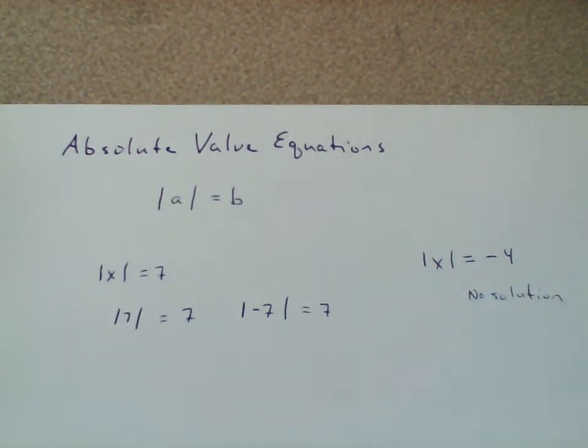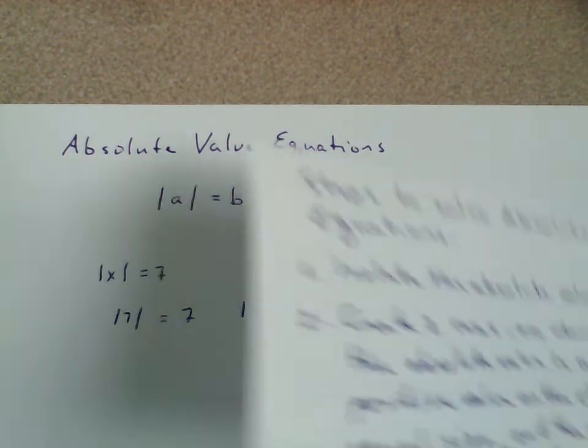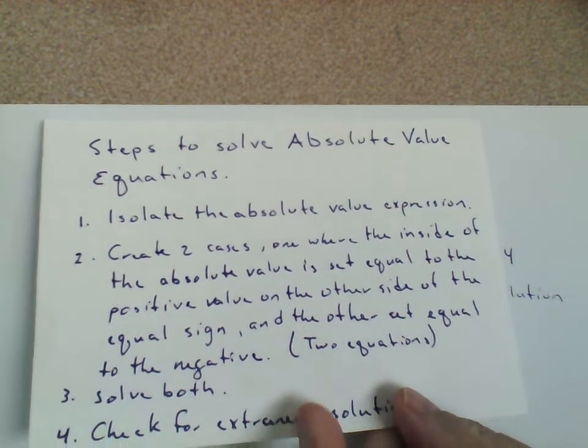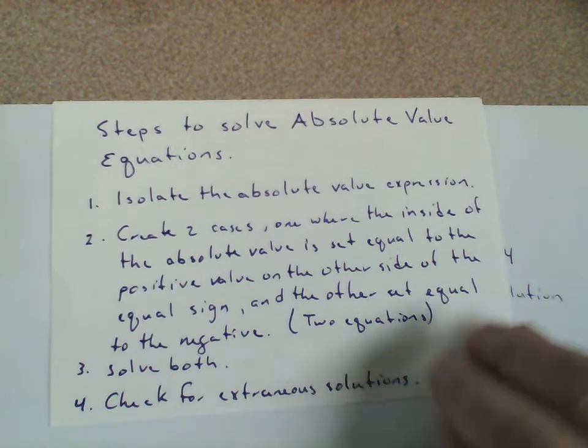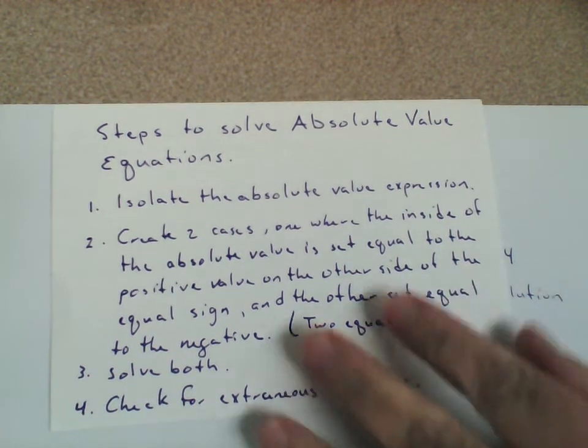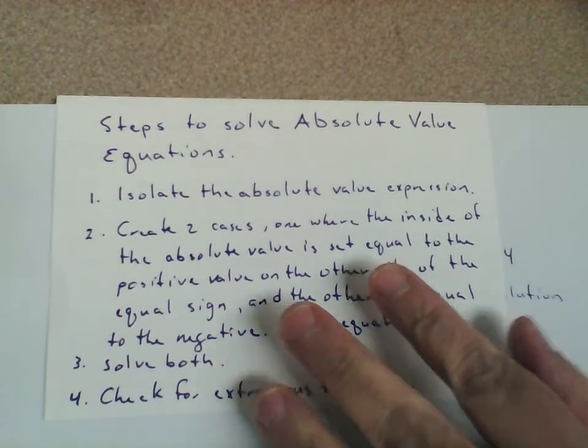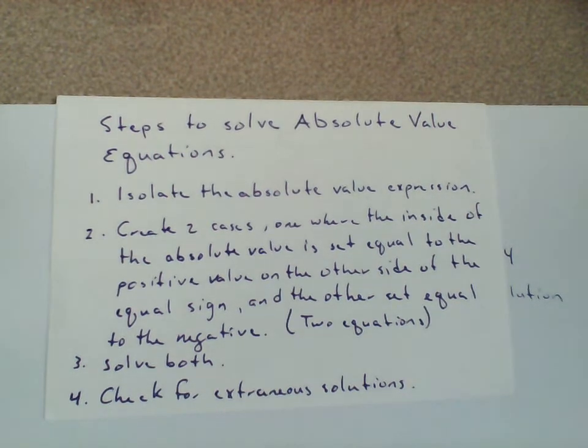I wrote down some rules here so that I didn't have to spend a lot of time writing them down. I could just go over them with you, and they're the steps to solve absolute value equations. I highly recommend that, if you're taking notes like you should be when you're doing this Edpuzzle, you pause this and write them down. But as it stands, I'm just going to go over them with you. The steps to solving absolute value equations are: 1, you want to isolate the absolute value expression. You want it to be the only thing left on that side of the equal sign.